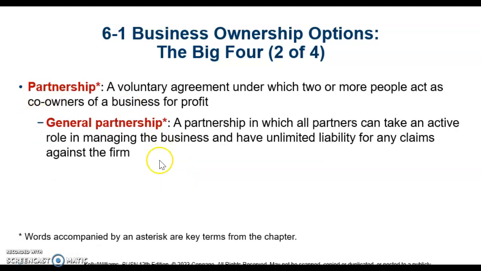A partnership is an agreement with 2 or more people, and they act as co-owners of the business. A general partnership is a partnership in which all the partners take an active role in managing the business. So they all have unlimited liability, like we discussed in the previous slide.